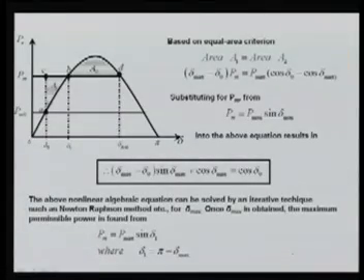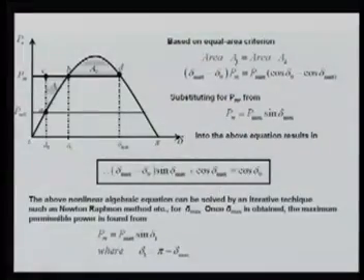So based on the equal area criteria, for the system to be stable, the area A2 should be at least equal to area A1. So for maximum PM, the area A1 should be equal to area A2, and then from the previous equation, if we equate, we will get this expression.